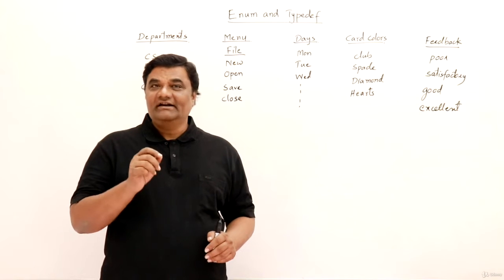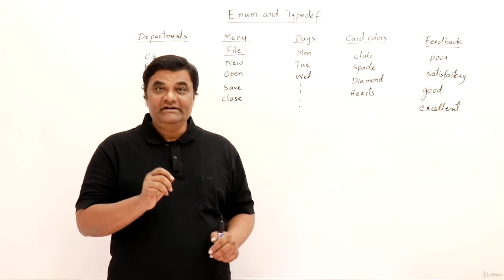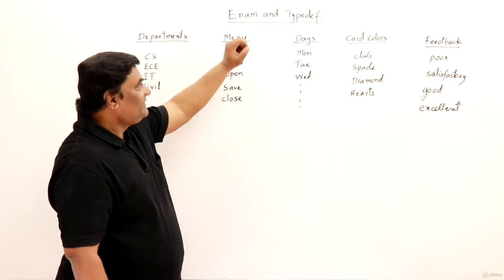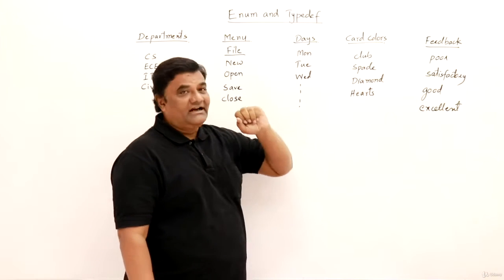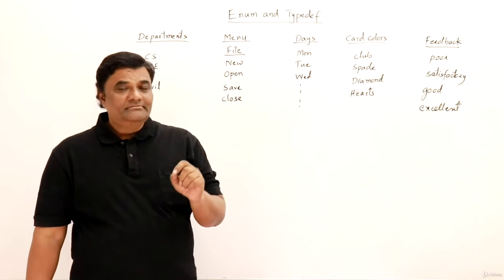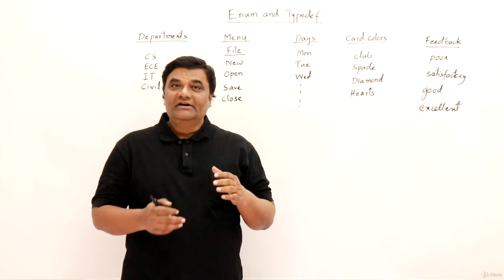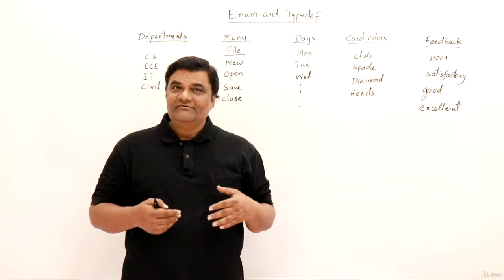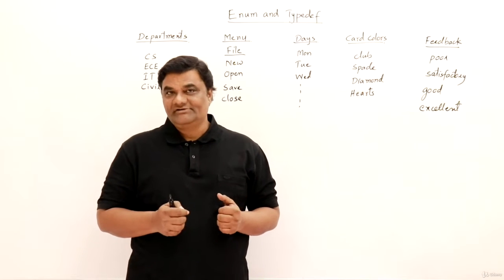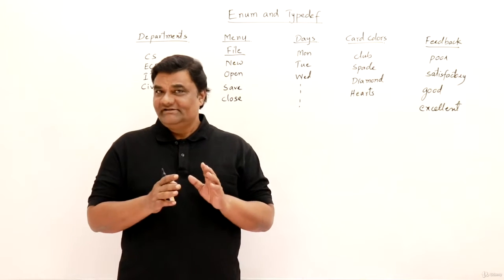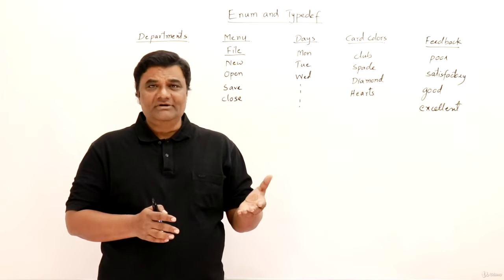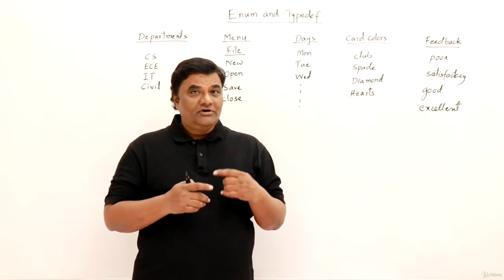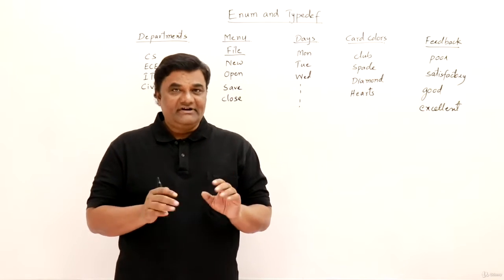The topic is enumerated data type, enum, and also we will learn about typedef. Enum is useful for defining user defined data types. Means as a programmer we can define our own data types. There are a lot of data types given in C++ like integer, float, double and so on. If at all you want to define your own data type, you can define.